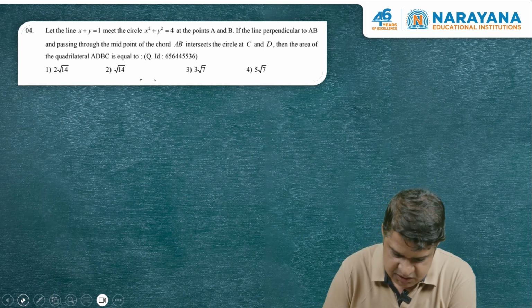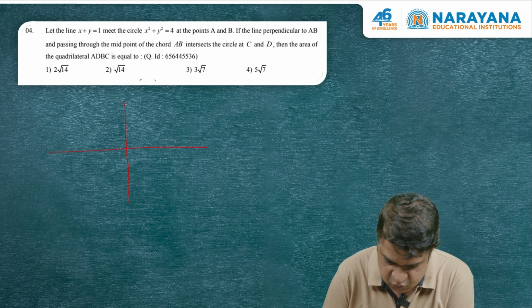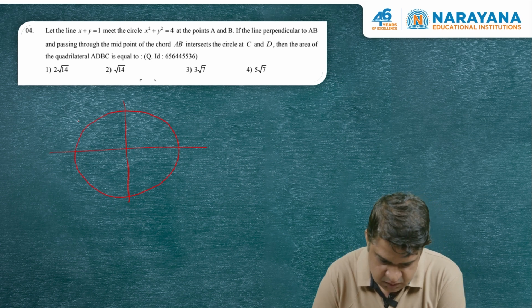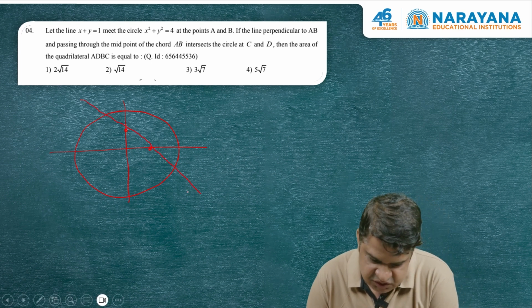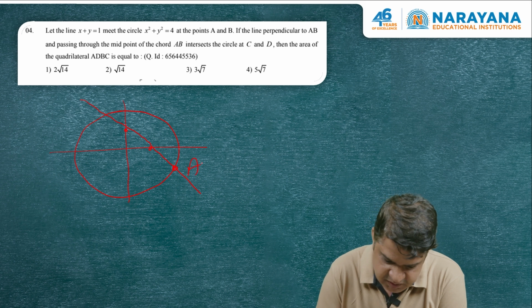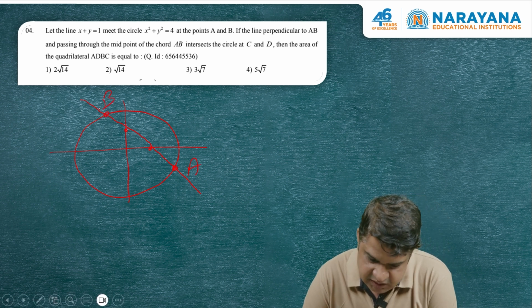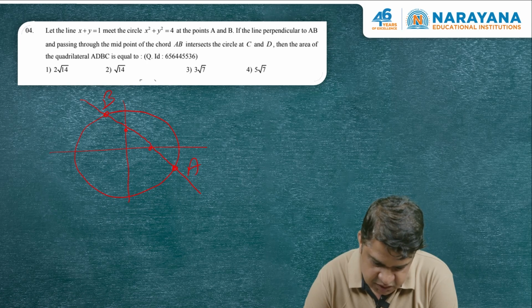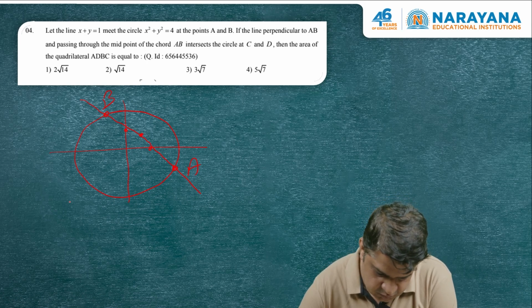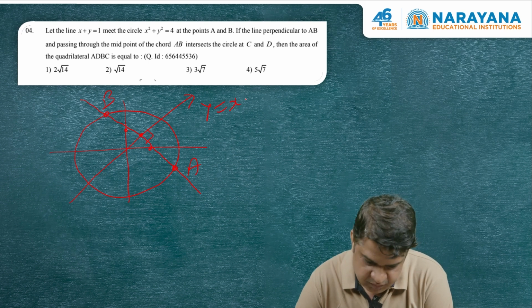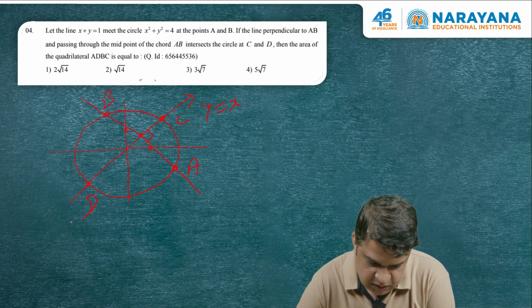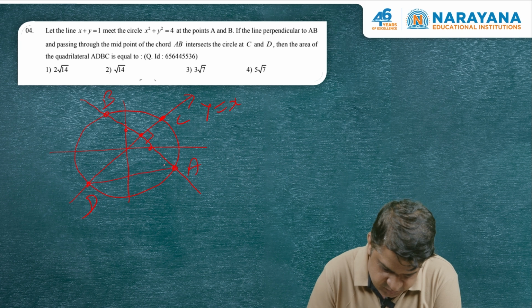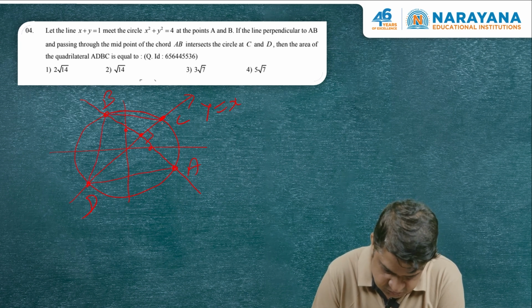A circle is given, x square plus y square equals 4. A line is given, x plus y equal to 1. This line is meeting the circle at points A and B. Now, there is a line perpendicular to AB and passing through the midpoint of chord AB. So, obviously, this line is y equal to x, meeting the circle at points C and D. Now, we are supposed to calculate the area of quadrilateral ADBC.